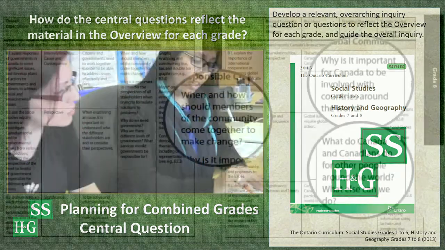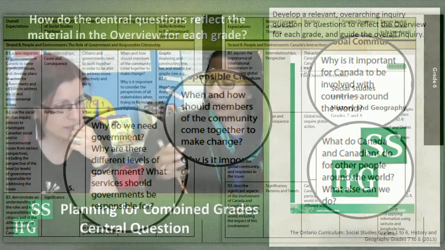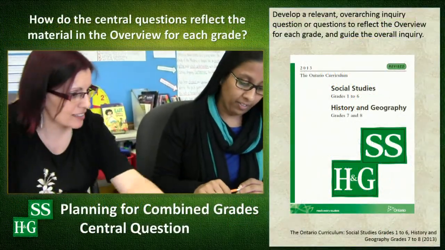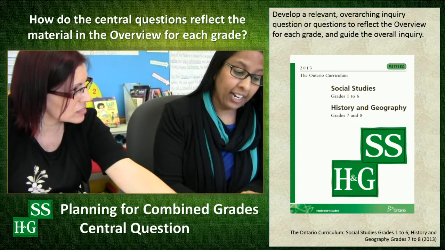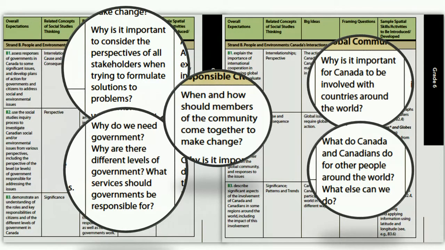Oh, and maybe this one. Why do we need government, and why are there different levels of government? What services should governments be responsible for? I think it needs to tie in how is the government going to help with this issue and what levels of government are acting together. I think we need to tease that one out a little more, because I kind of like this one better because it brings in perspectives. So why is it important to consider the perspectives of all stakeholders when trying to formulate solutions to problems? Okay. So somehow we have to embed number 3 within. I don't think it needs its own separate question, but within a context.